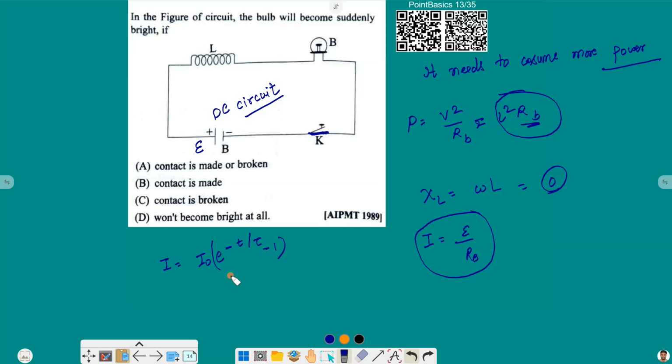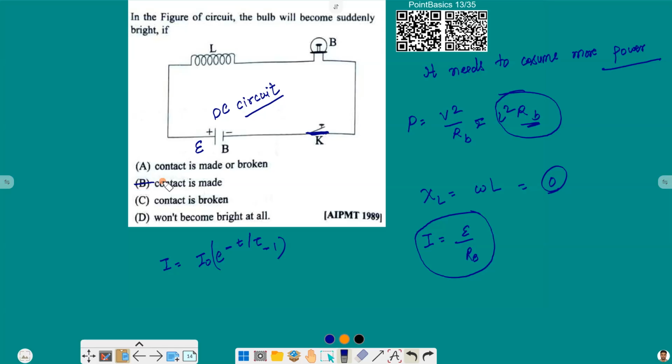That is the charging equation of the inductor. It means that after a certain time, the current in the circuit will reach its maximum value. So when contact is made, when this key is pressed, time is 0. In that scenario, current is not at the maximum value. Initially current will be 0, because the inductor will offer infinite resistance.